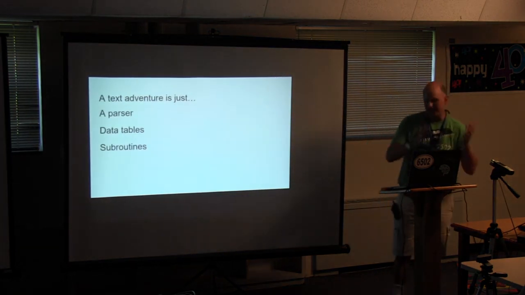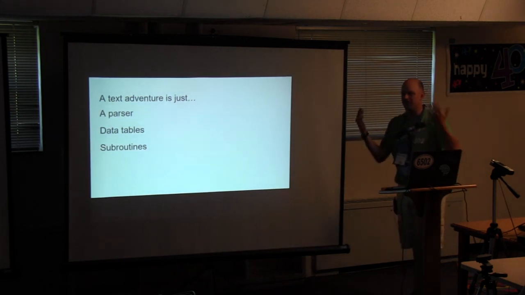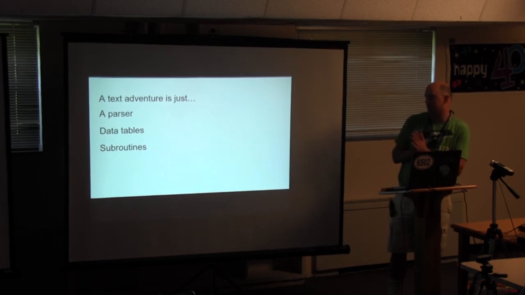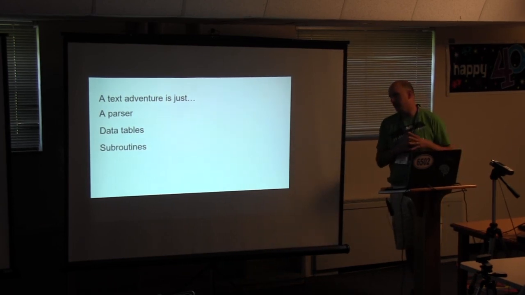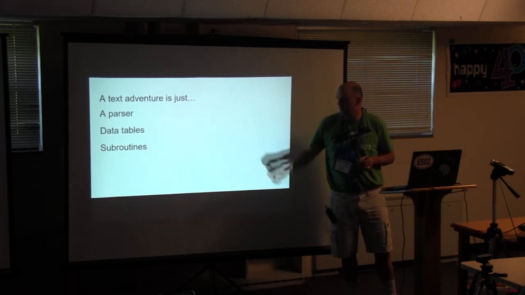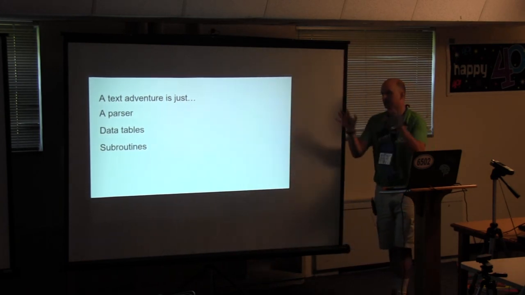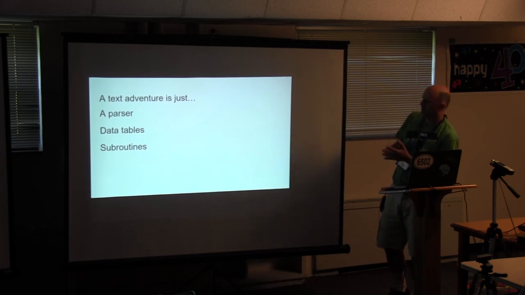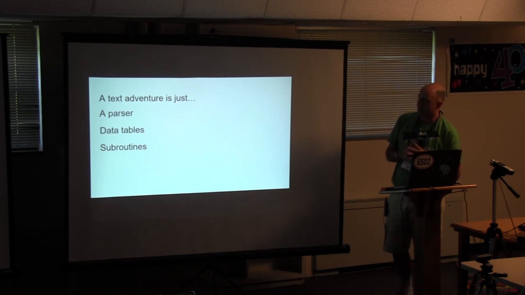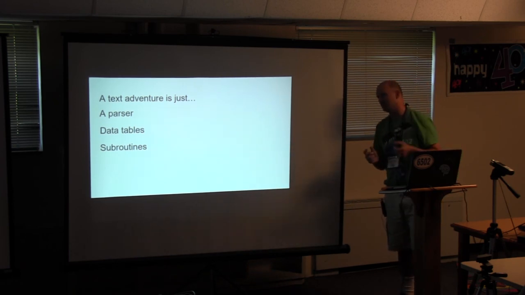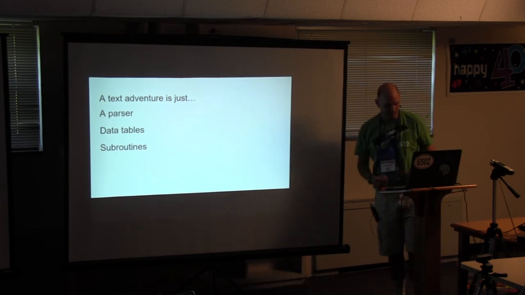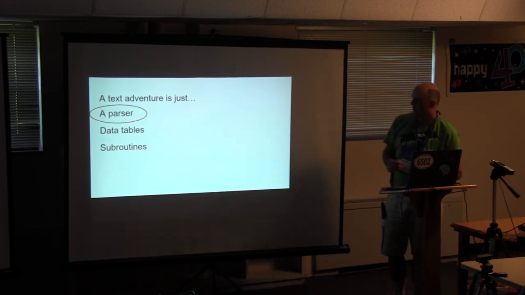So it turns out text adventure is basically just three things. You need a parser to get the user input and chop it up and try to figure out what the user's trying to tell you. You need lots of data tables, so that what you're trying to do is map that input to the data for your game. You're trying to convert words to numbers, right? And the tables are the way to do that. And then you need subroutines. So if I say, if the verb is kick and the noun is can, then call the kick can subroutine, right? So if you can put those three things together, you can have a text adventure.